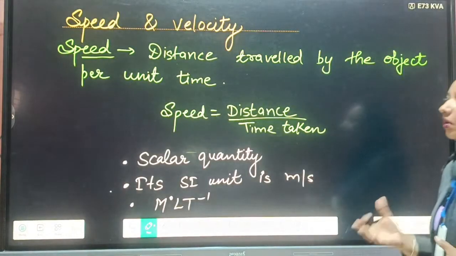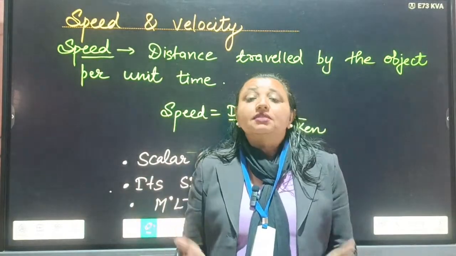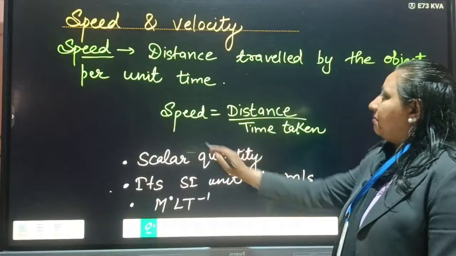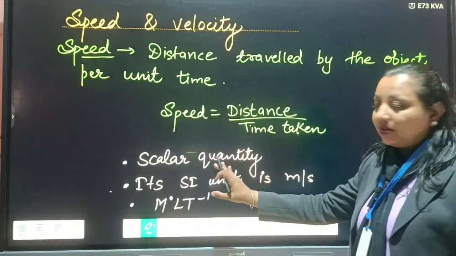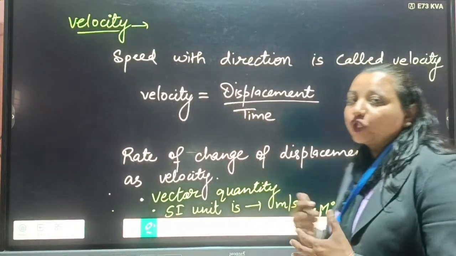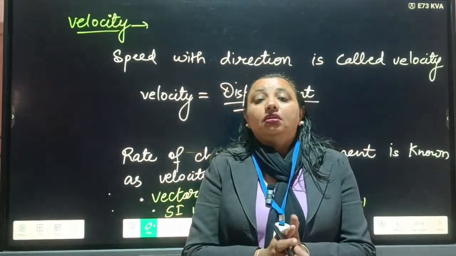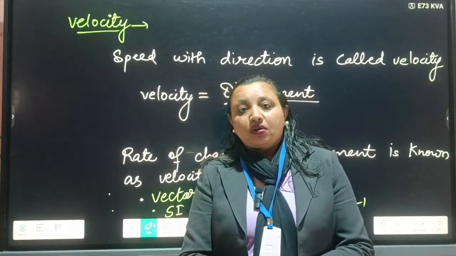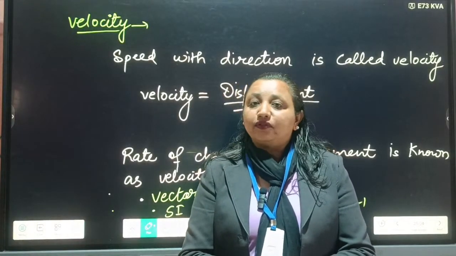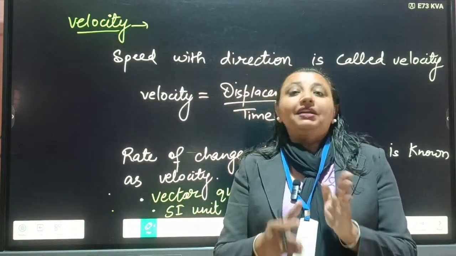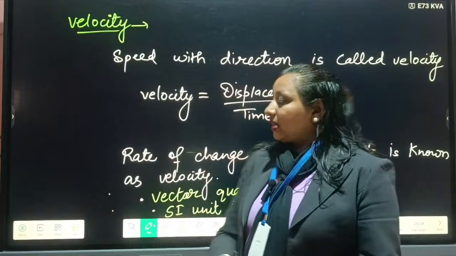Let us take a very quick overview of speed. Speed is the distance covered by the object per unit time. Distance upon time taken is called speed. It is a scalar quantity and its SI unit is meter per second. Velocity, speed with direction, is called velocity. Or we can say rate of change of displacement is called velocity. Its SI unit is the same as that of speed, that is meter per second. But it is a vector quantity. It has both magnitude as well as direction.